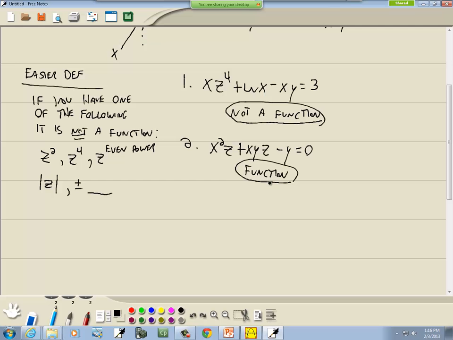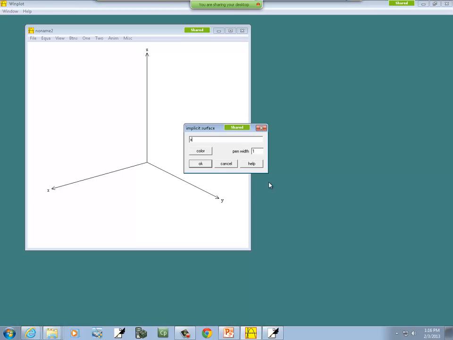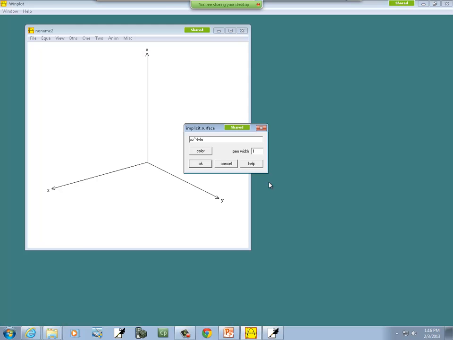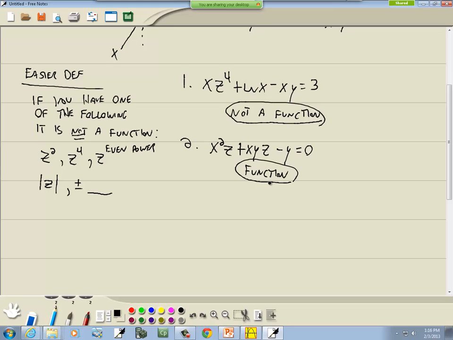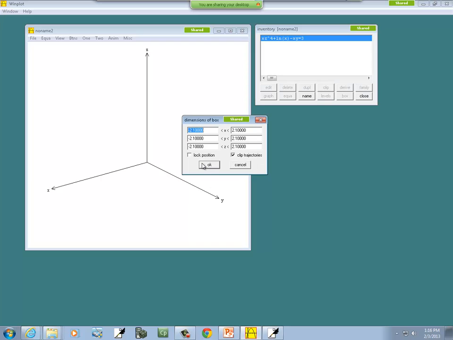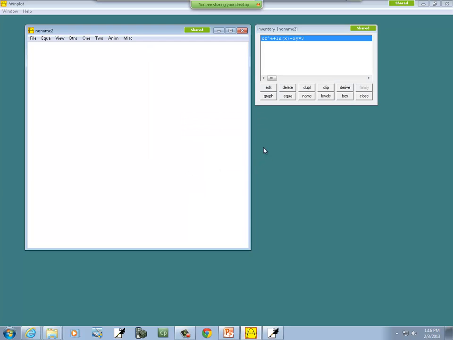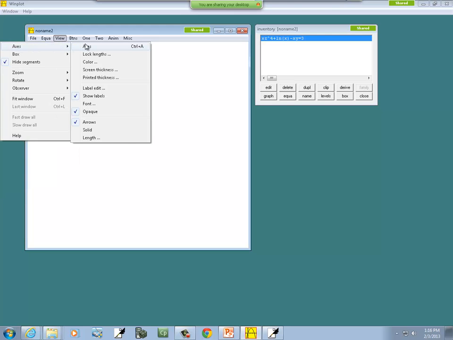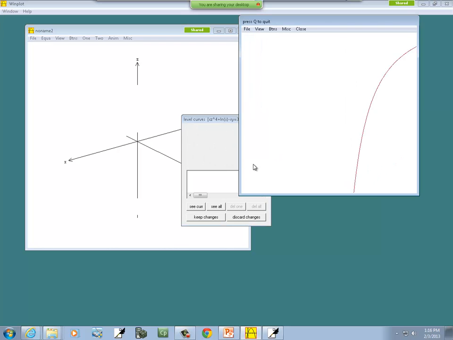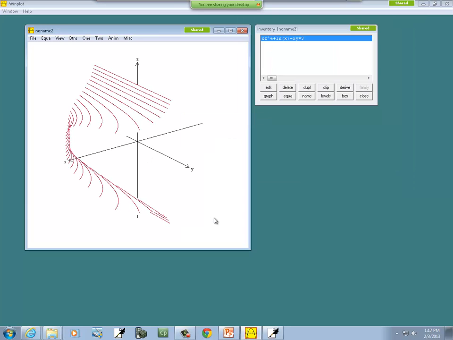and we got x z to the fourth. So let me do x, and then I'll do z caret 4 plus natural log, and then I'll do beginning parentheses x, closing parentheses, minus xy is equal to 3. And I'll choose OK. And then I'll choose OK again. Now choose up here, do view, axes. And over here I'll choose levels, and I'll choose auto. And then I'll click keep changes.